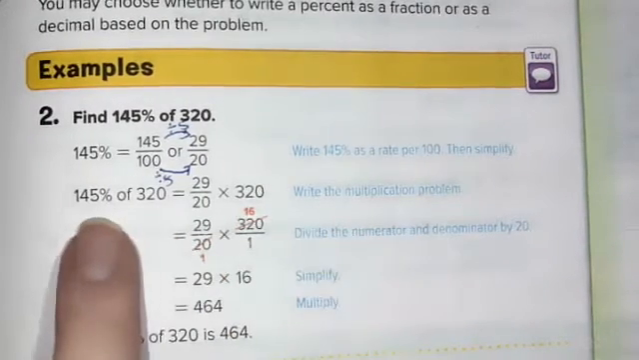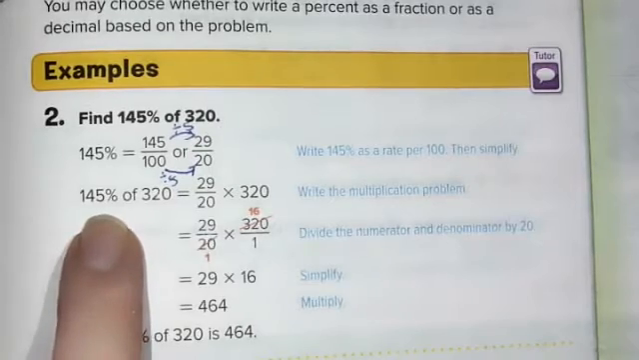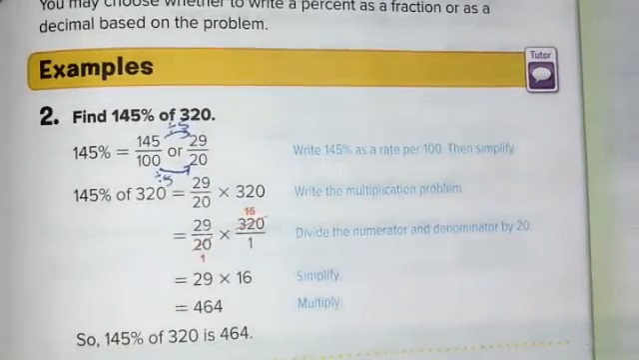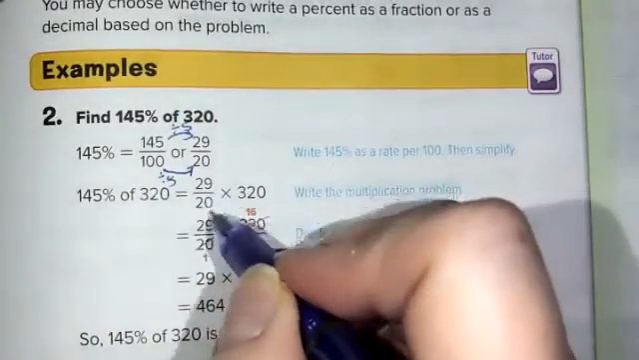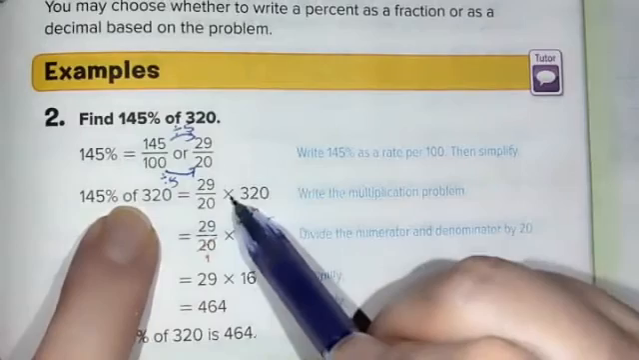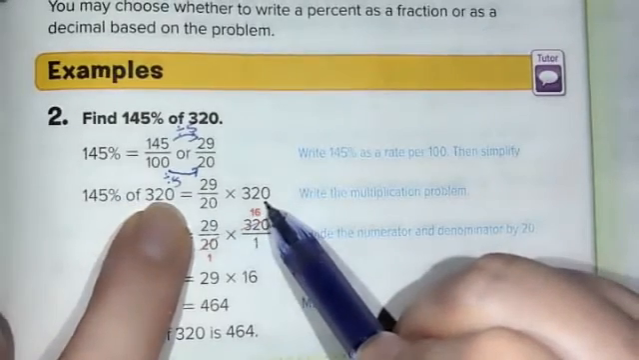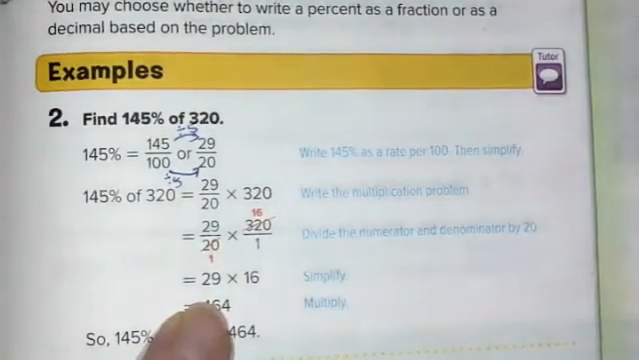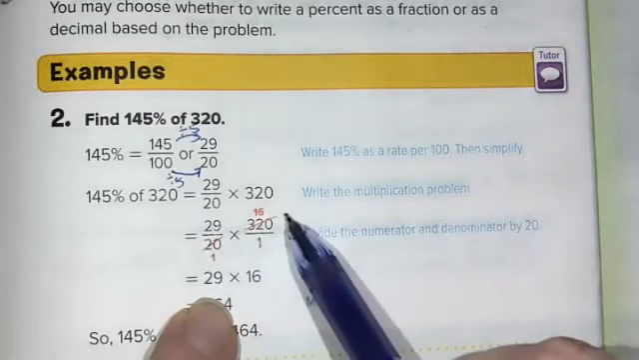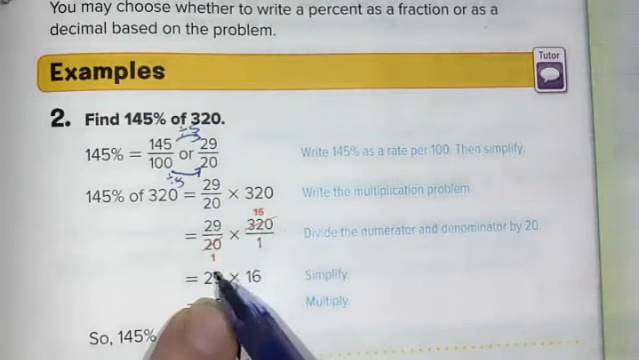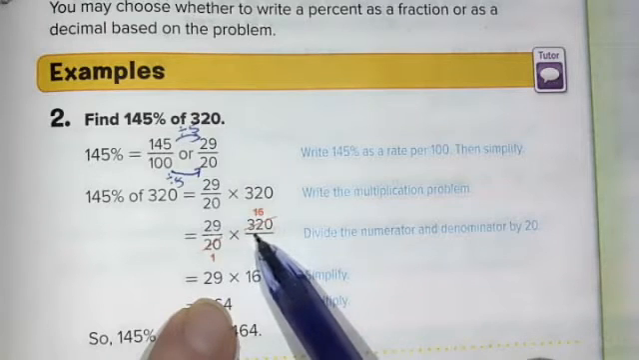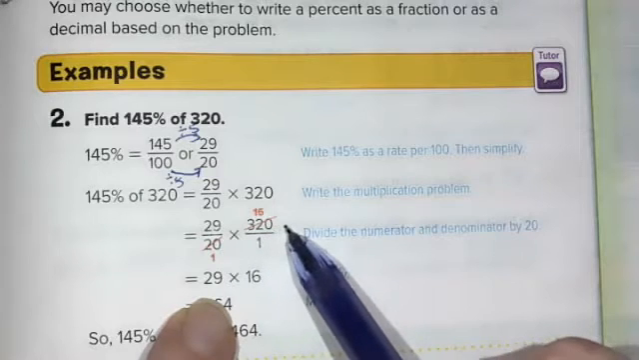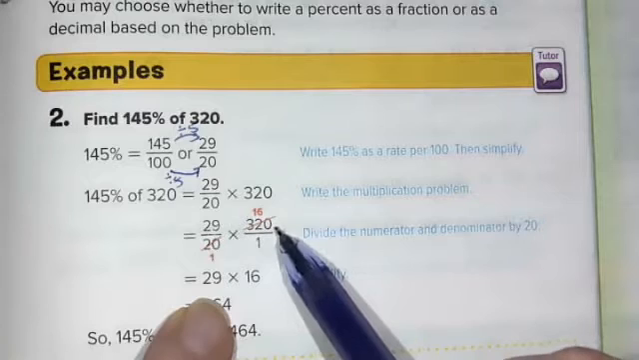Then we write the multiplication problem. The 145% just got written as 29/20, of was written as times, then 320. So 29/20 times 320 over 1 when we write it as a fraction. Then we check to see if we can cross cancel. These are both divisible by 20. 20 goes into 20 one time. Remember, 20 goes into 100 5 times, so it would go into 300 15 times, and then one more 20 for the 320 would be 16. So this would cross cancel to 1 and 16.